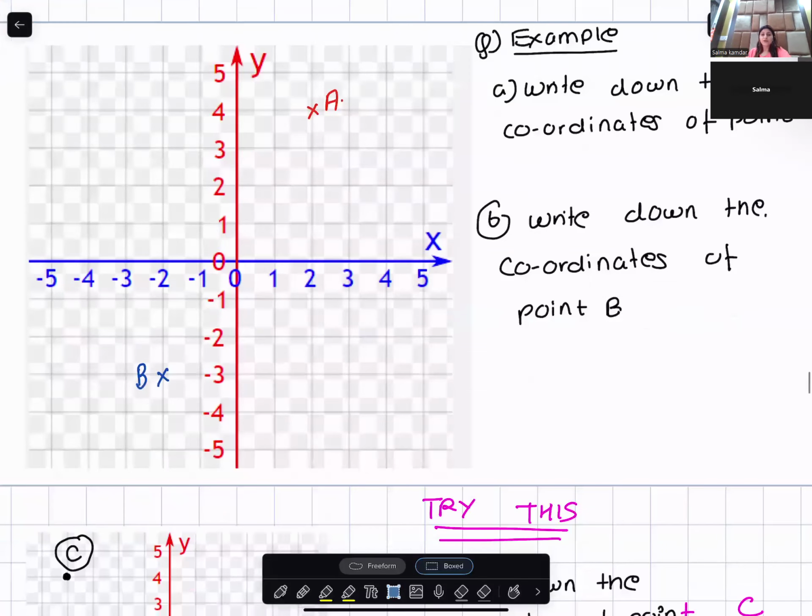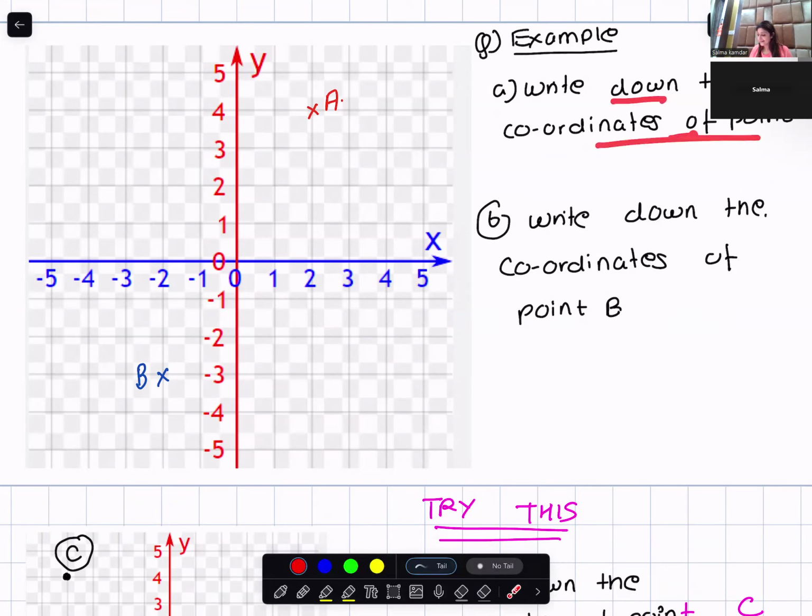So we're doing coordinate geometry, the very basics of coordinate geometry, where you have to plot the points, draw lines, and find the midpoint using the graph. Okay. Now, the question over here is that you have to write down the coordinates of point A.